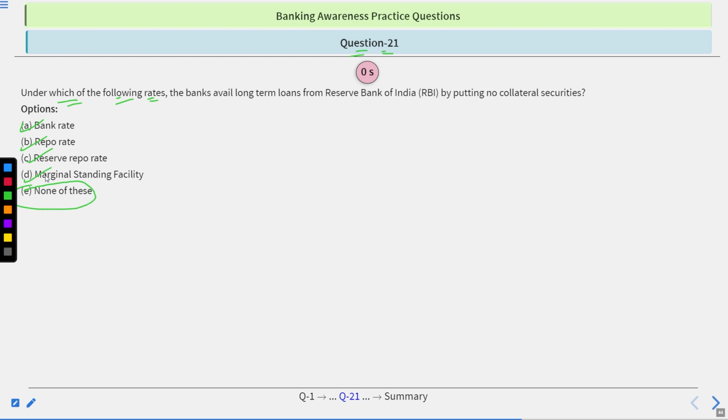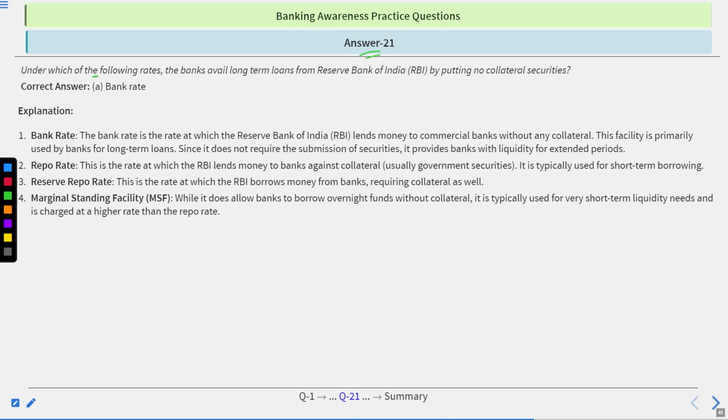Okay, the time's up. The correct answer is bank rate. Go by explanation. Bank rate. The bank rate is the rate at which the Reserve Bank of India lends money to the commercial banks without any collateral. This facility is primarily used by banks for long-term loans. Since it does not require the submission of securities, it provides banks with liquidity for extended periods.